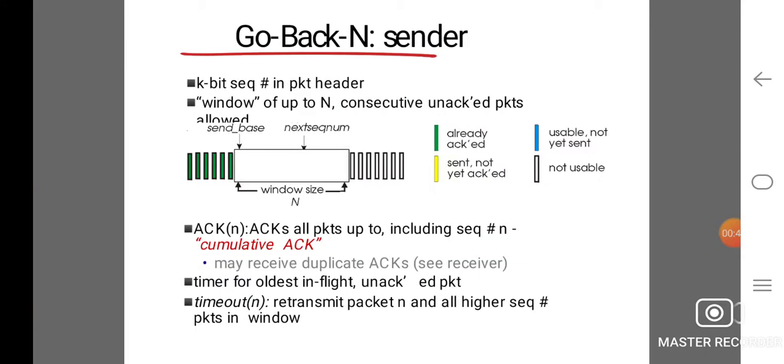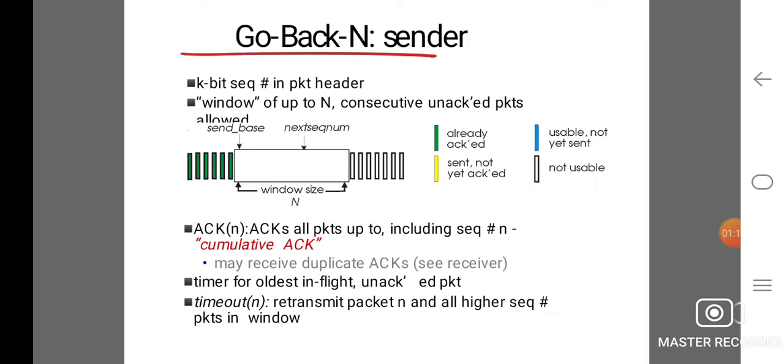Go-Back-N sender: a k-bit sequence number in the packet header, and a window of up to n consecutive unacknowledged packets allowed. Here this one is the send base and this one is the next sequence number. Total n is the window size. The green color mentions already acknowledged, the yellow color mentions sent but not yet acknowledged, the blue color mentions usable but not yet sent, and the white color represents not usable.